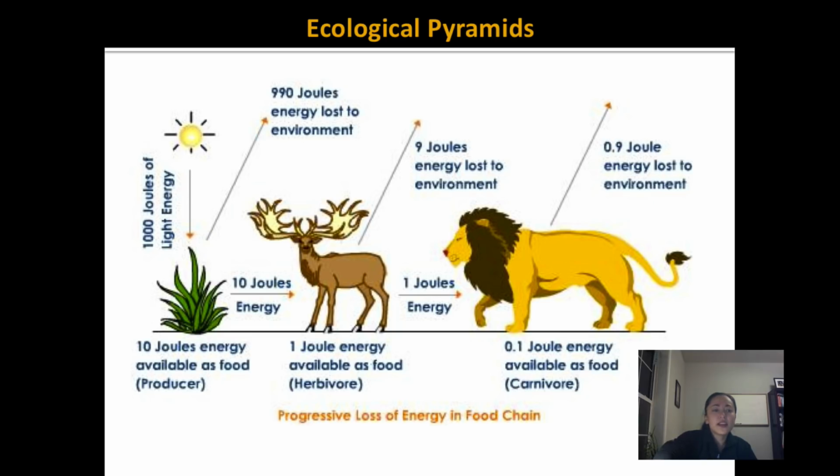So if you look at this diagram here, you can see that the sun might provide, for example, 1,000 joules of light energy to the plants. However, of that 1,000 joules of energy that goes into the plants, only about 10 joules of energy is available for the herbivores. What happens to the rest of the energy? Well, most of it, about 90% of it, is lost into the environment. So what happens to the energy that is lost?